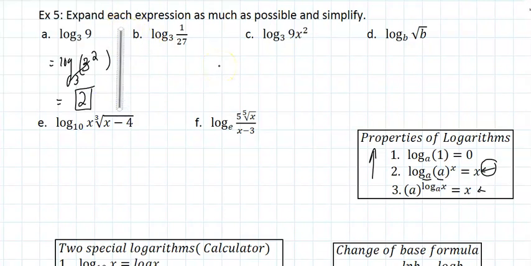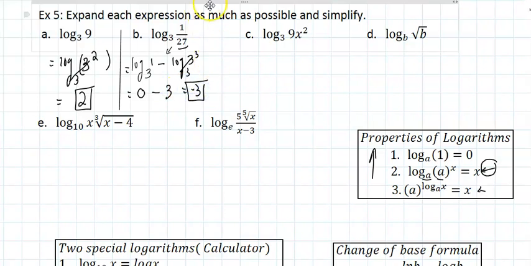The next problem, again, a couple of options. One option is for me to use the second law. Say that's log base 3 of 1 minus log base 3 of 27. And I do know that 27 is 3 cubed. Log base 3 of 1 is 0, minus 3, and my answer will be negative 3.